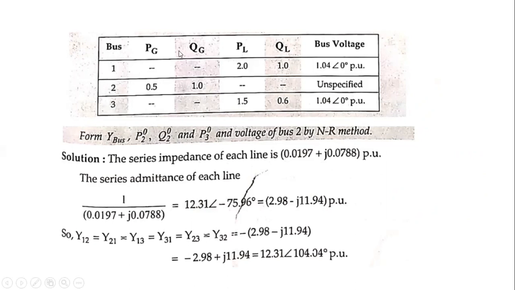Next, PG, QG. Here we take the first bus as the slack bus. That's why the unknown terms are the PG and QG values. PL is equal to 2.0, QL is 1.0. The bus voltage is specified at the slack bus. At the other buses, P and Q are specified values and voltages are unspecified values.